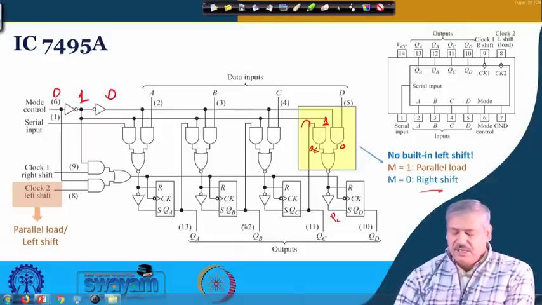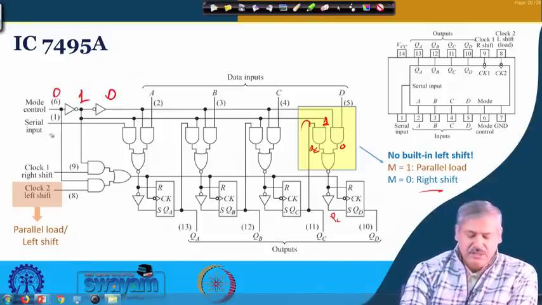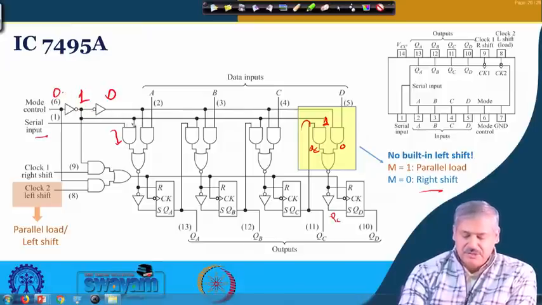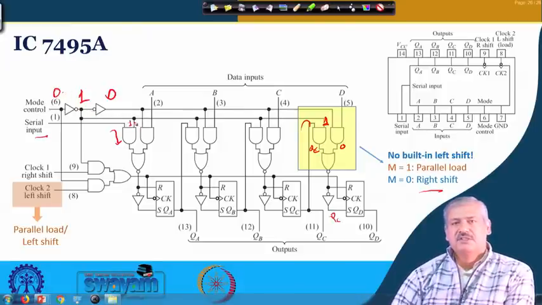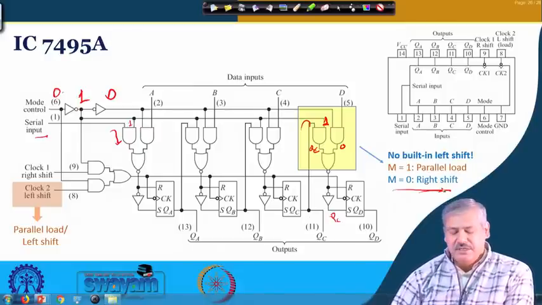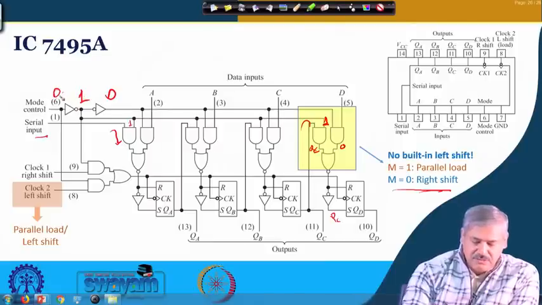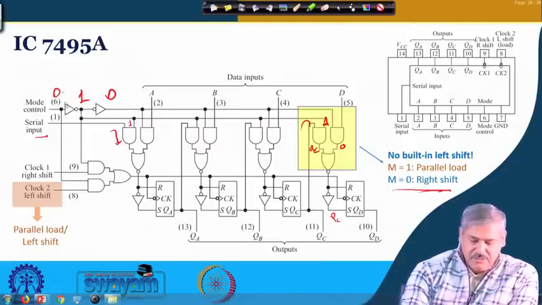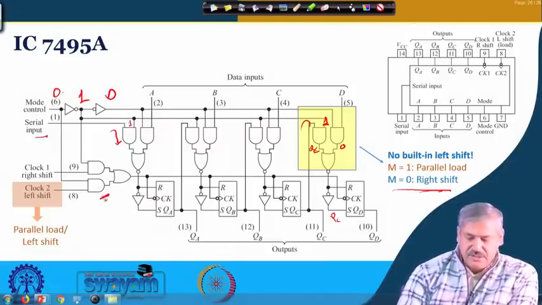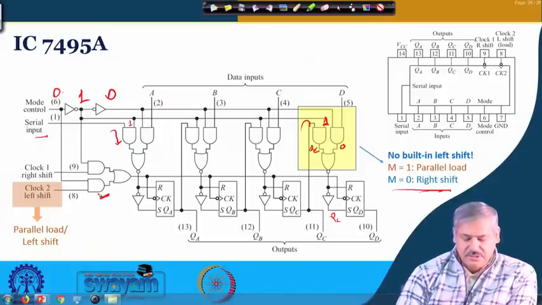So, similarly if you look at the others, QB will go to QC, QA to QB, and for QA there will be serial input in. So, this is the serial input in for mode is equal to 0, okay. So, this becomes 1. Is it okay? Right. So, that is your right shift operation, and at that time when mode is equal to 0, you can see that this clock is defunct, okay.